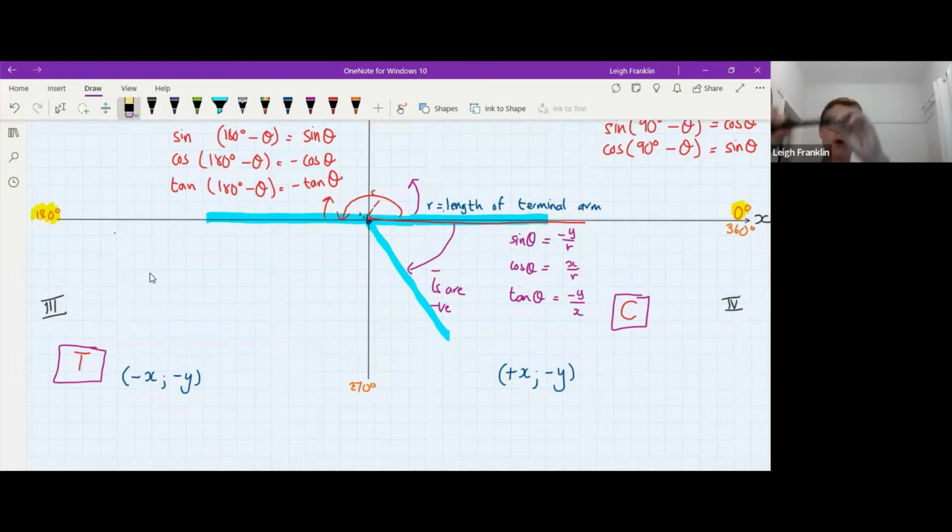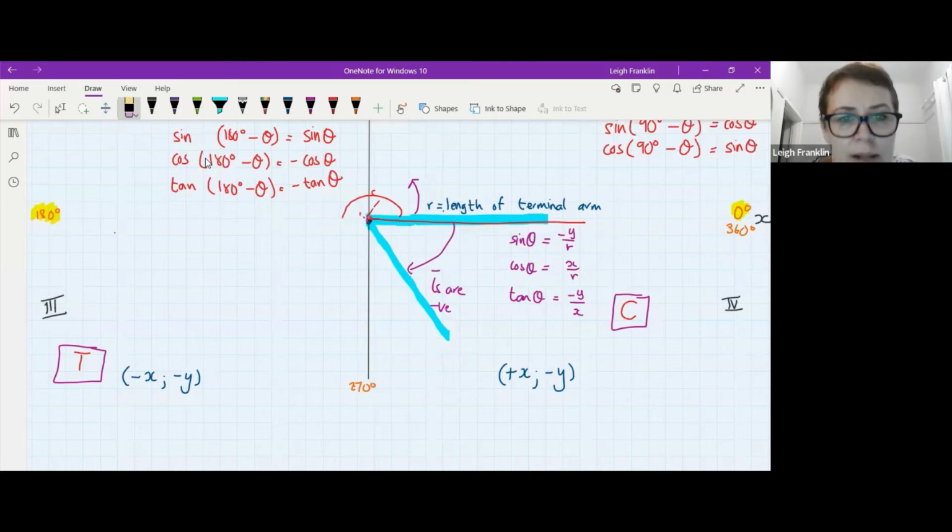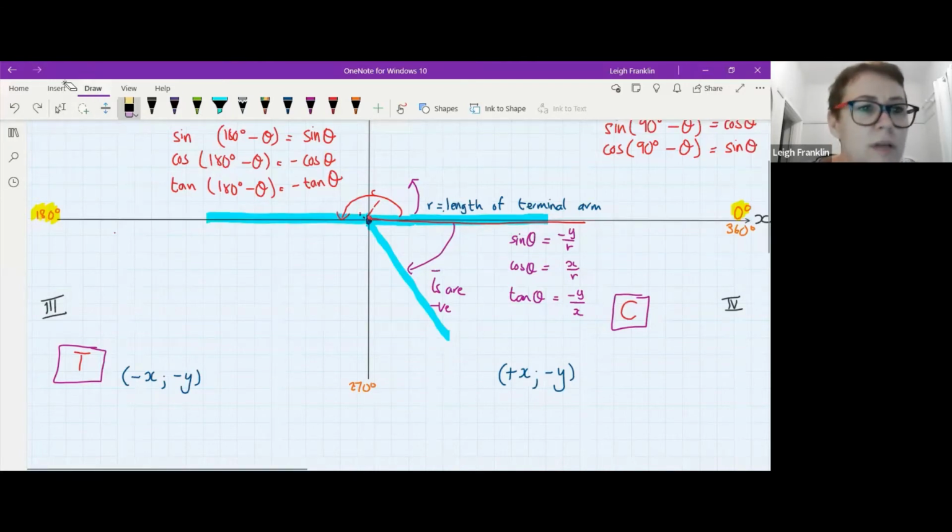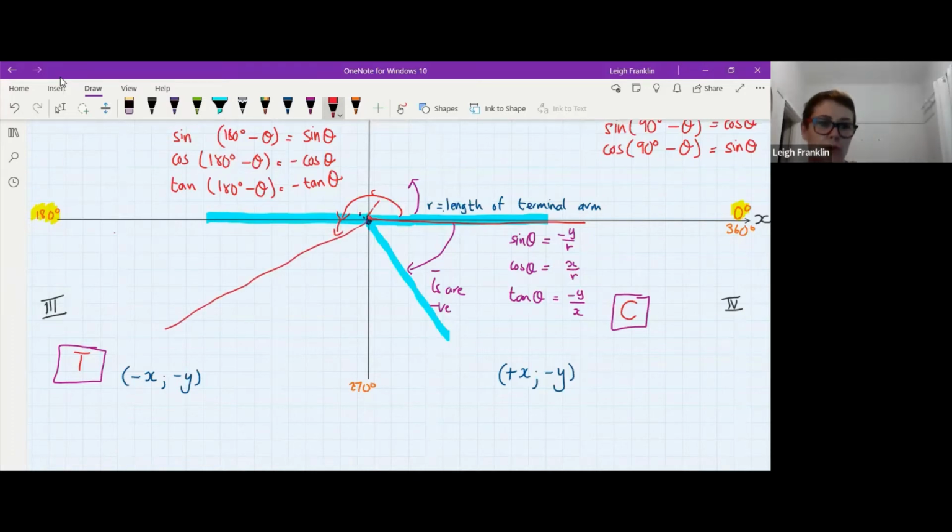So now again, our terminal arm is anchored at the origin, and now it swings 180 degrees, and then it goes plus theta degrees forwards into the third quadrant. So the idea is we've gone 180 degrees in an anti-clockwise direction, and now we've gone another theta degrees forward. So now our terminal arm has come to rest here in the third quadrant, and that's why we've got 180 plus theta, and that represents quadrant number 3.